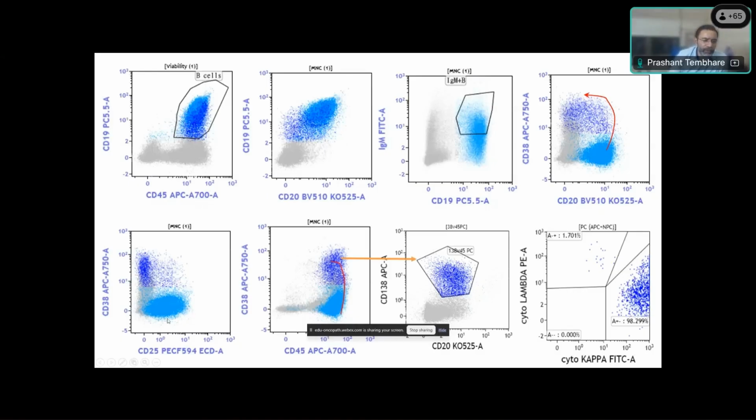They can show CD25 expression, as Neeraj has mentioned, as per the WHO criteria. They can show even CD138. Some of the cells are CD138 positive and light chain restricted. So using flow cytometry, you can also confirm the diagnosis of LPL.